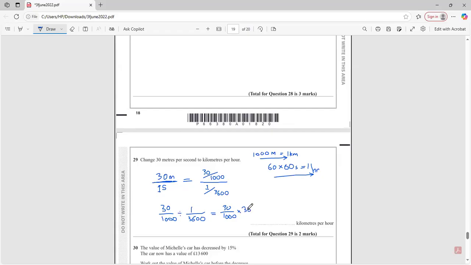Okay, so I'm sure you know what's going to happen. Things are going to go. I have 2 zeros going here, 2 zeros going here, 1 zero going here, 1 zero going here, leaving me with 3 times 36. So 3 times 6 is 18, and 3 times 3 is 9, plus 1, 10. So the answer would be 108 kilometers per hour.